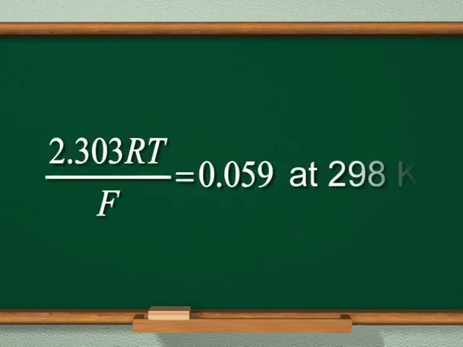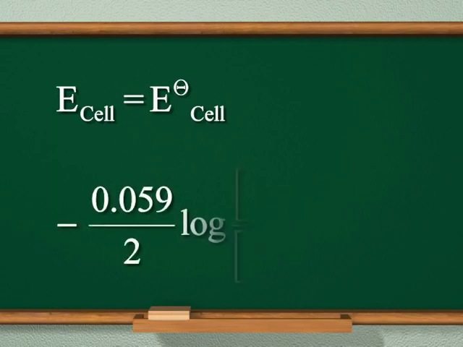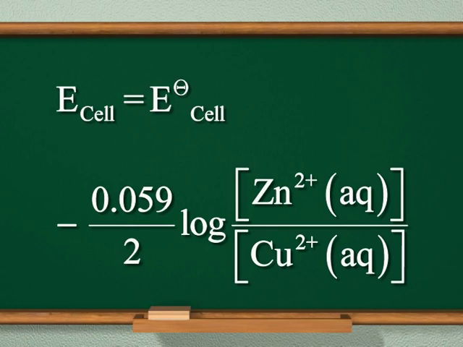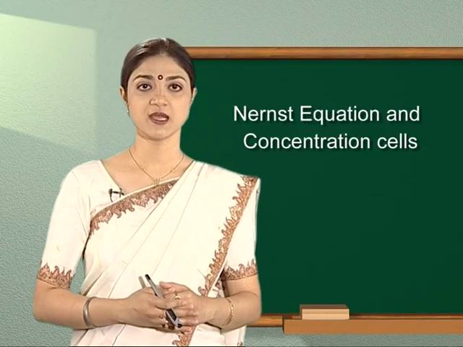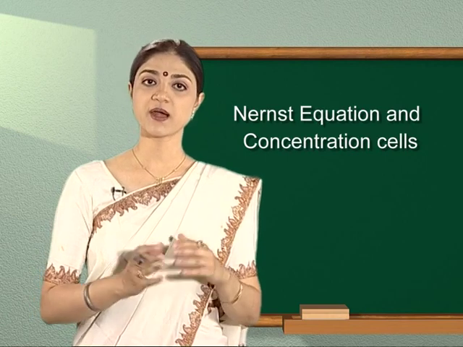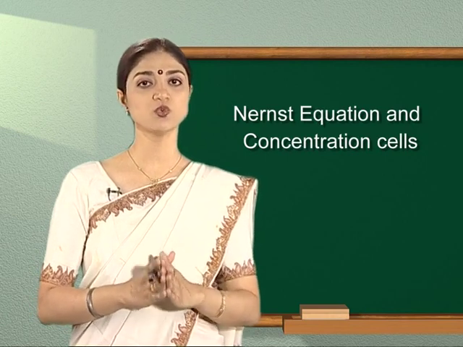Since 2.303 multiplied by R multiplied by T divided by F is equal to 0.059 at 298 Kelvin, thus we have at 298 Kelvin, EMF of the cell is equal to standard potential of cell minus 0.059 divided by 2 multiplied by log of concentration of zinc ions divided by concentration of copper ions. In the Daniell cell, the valences of zinc and copper are the same, that is n is equal to 2.